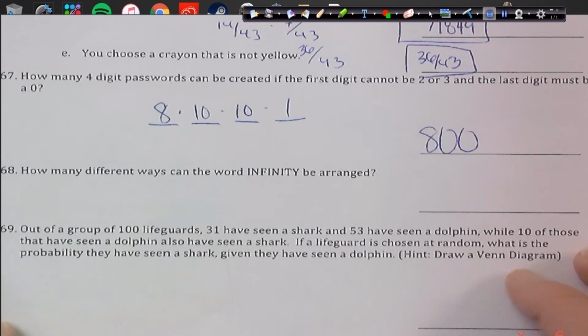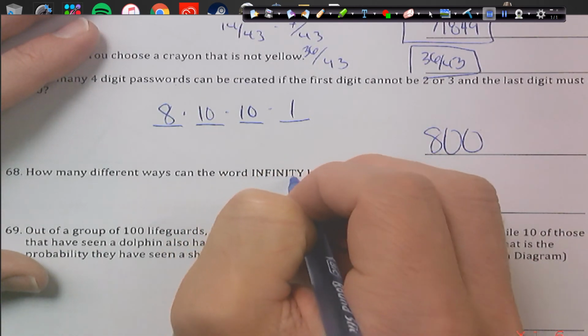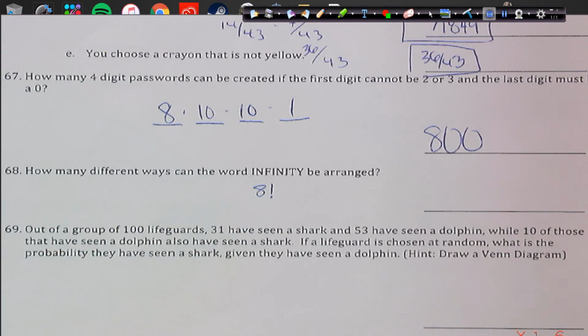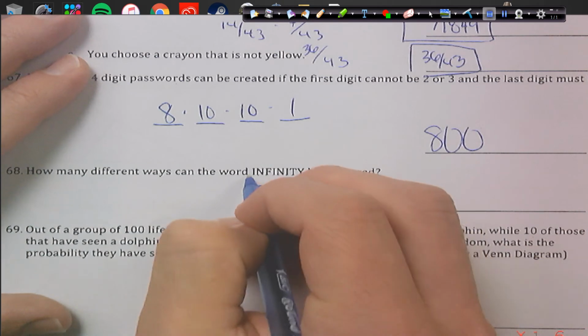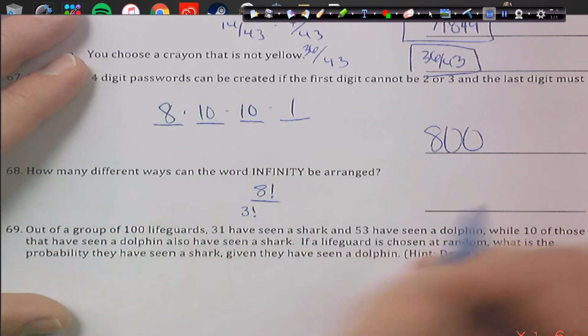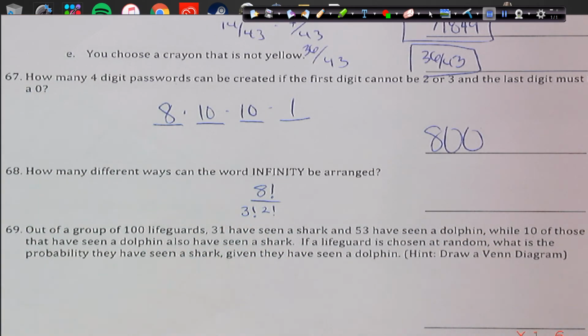How many different ways can the word infinity be arranged? Well, first of all, we count 1, 2, 3, 4, 5, 6, 7, 8. So we're going to use 8 factorial, but I do see repeating. So there's 1, 2, 3 i's. So we have 3 i's repeating, and we have 2 n's repeating. So we just need to plug that in our calculator.